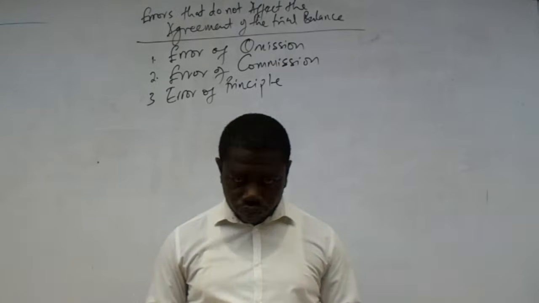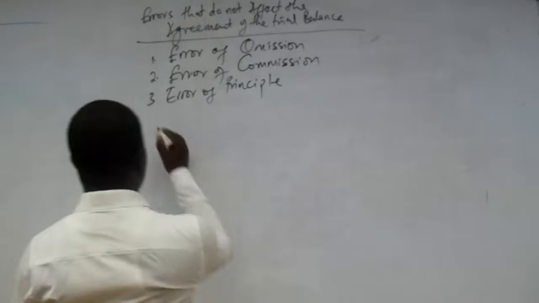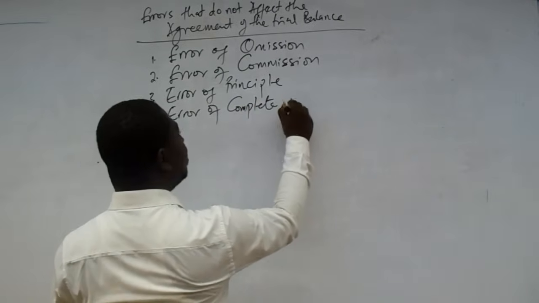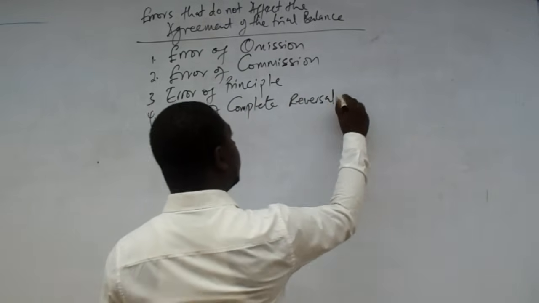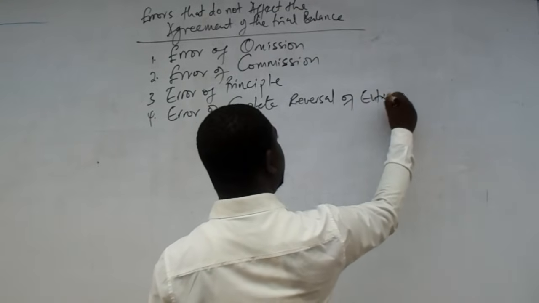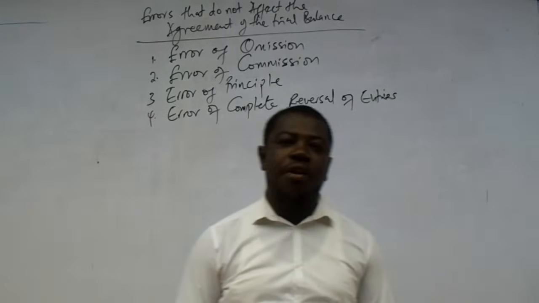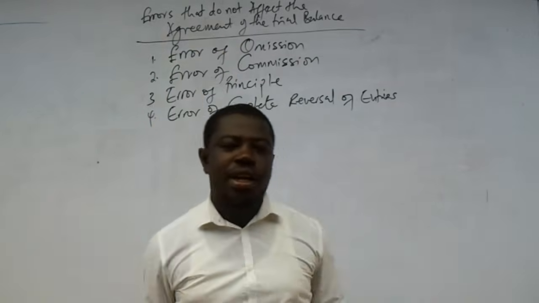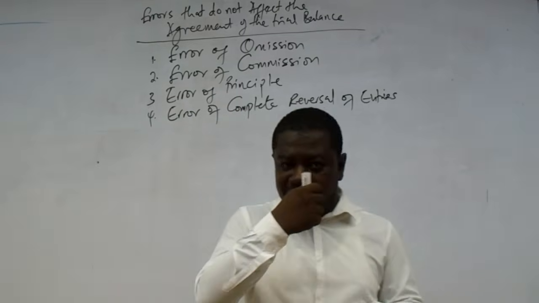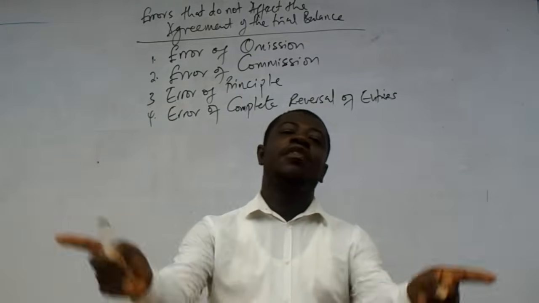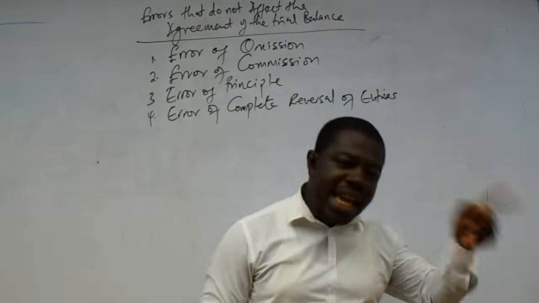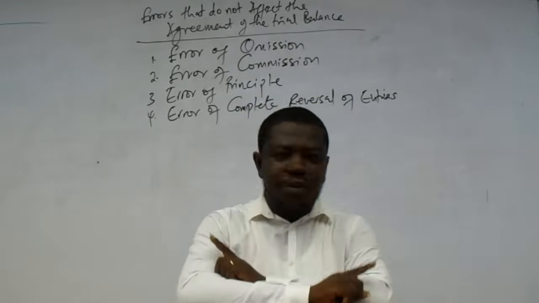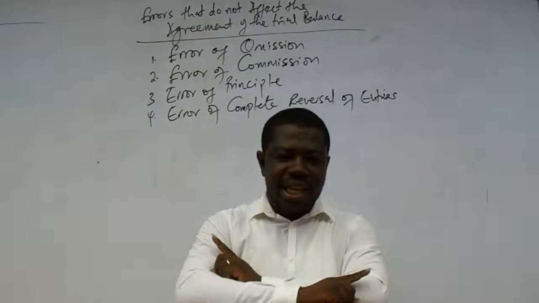The next error that I want to talk about is error of complete reversal of entries. Now, this is the opposite of the partial reversal. With a partial reversal, I told you that only one aspect is reversed. Complete reversal means that you have done a double reversal. You were supposed to debit A and credit B. You ended up debiting B and crediting A. You reverse both. And that is what we call complete reversal.